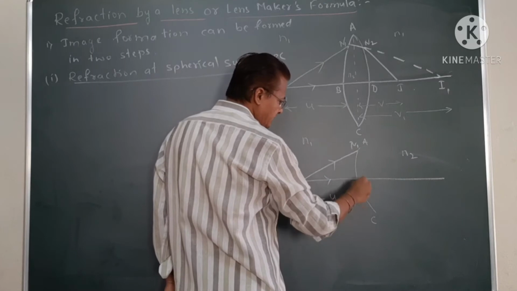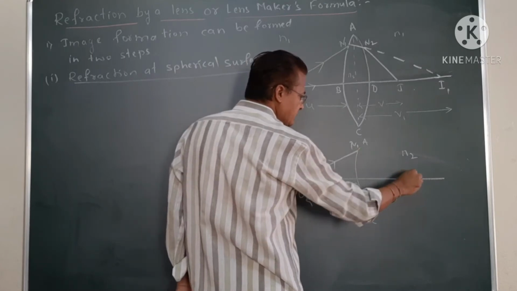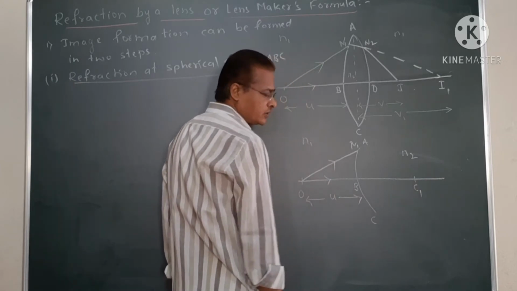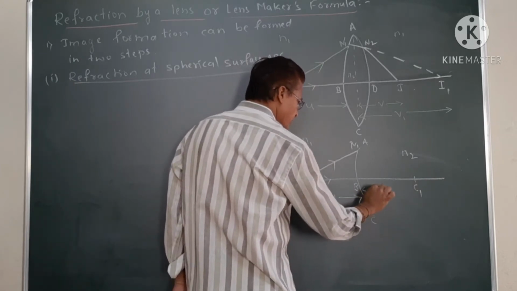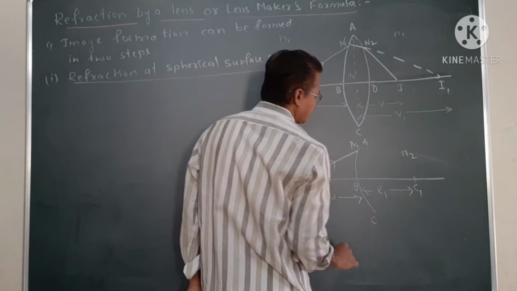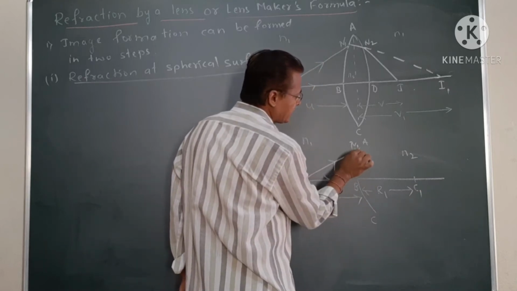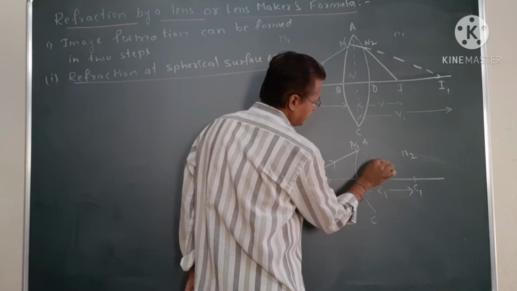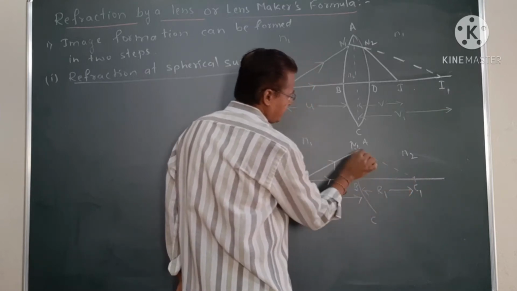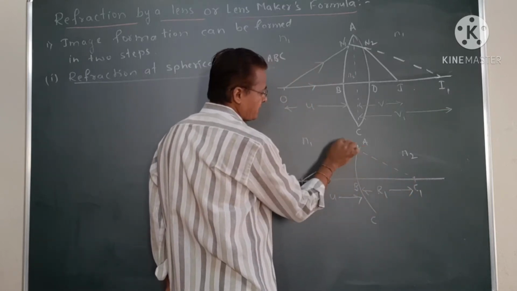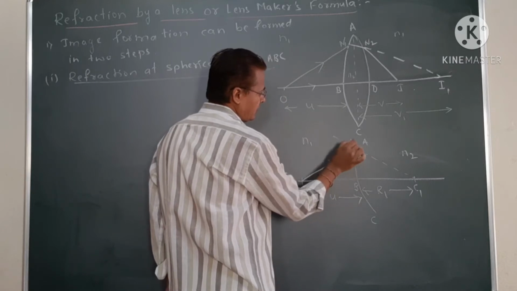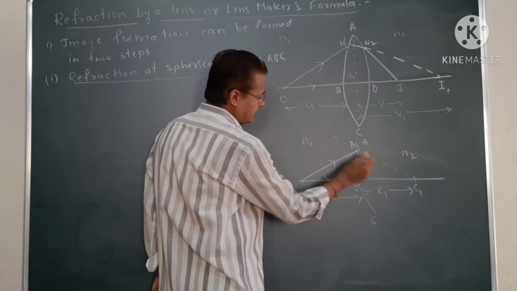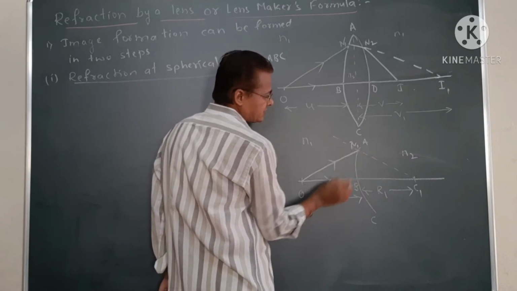Here we can see that there is a curved surface, and that curved surface has the center of curvature, which we are going to call C1, and the radius of curvature, which is R1. As we know, the tangent to the surface, perpendicular to the radius of curvature, is the normal to the line of incidence. So it is normal to the line of incidence.